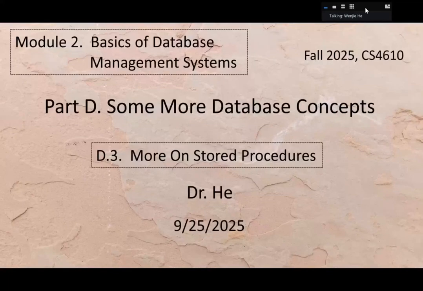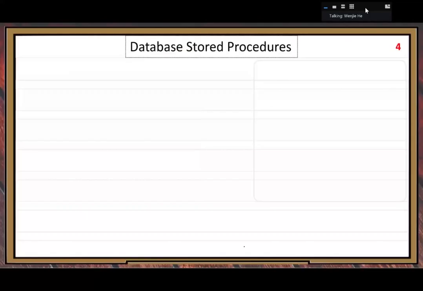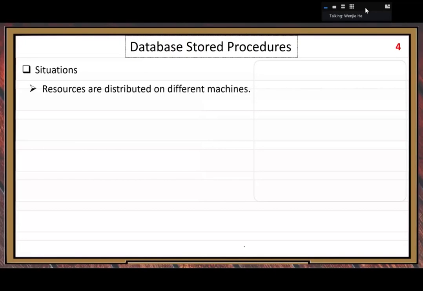Then the last topic of part D, D.3, more on stored procedures. Database stored procedures, situations where resources are distributed on different machines. We studied this concept several rounds. Each round, we study deeper. We go deeper and deeper. So this round, we go another level deeper to understand stored procedures. This time, we look at it from the application point of view.